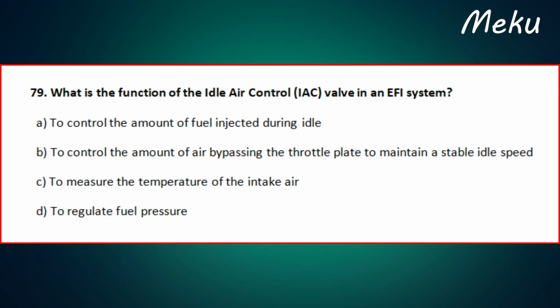79. What is the function of the idle air control (IAC) valve in an EFI system? A. To control the amount of fuel injected during idle, B. To control the amount of air bypassing the throttle plate to maintain a stable idle speed, C. To measure the temperature of the intake air. D. To regulate fuel pressure.